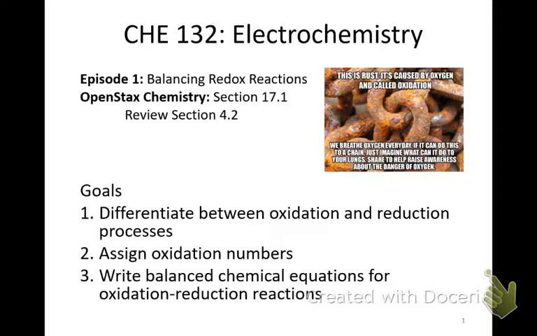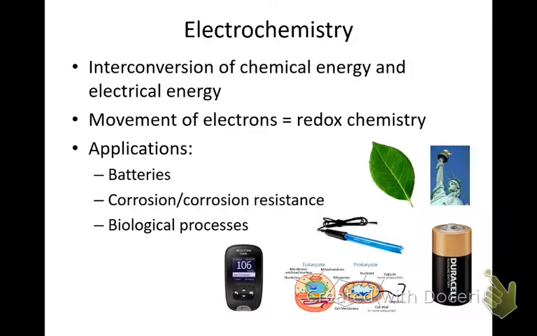This is our first session in a new unit about electrochemistry. You can check this out in your book, section 17.1, but this video is also going to be about balancing redox reactions. You can also go back in your book to section 4.2 and reread about redox reactions if this is a little rusty for you. So what is electrochemistry? From the word, this is the interconversion of chemical energy and electrical energy.